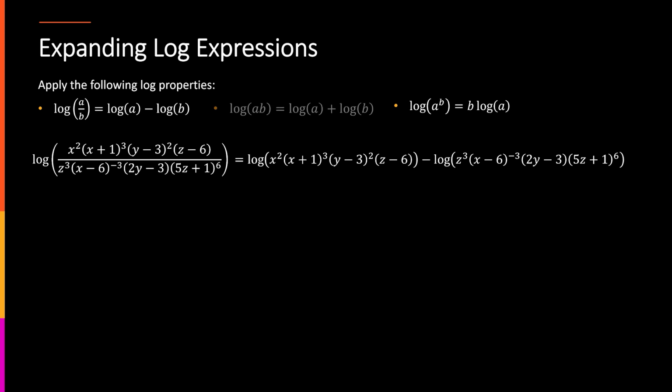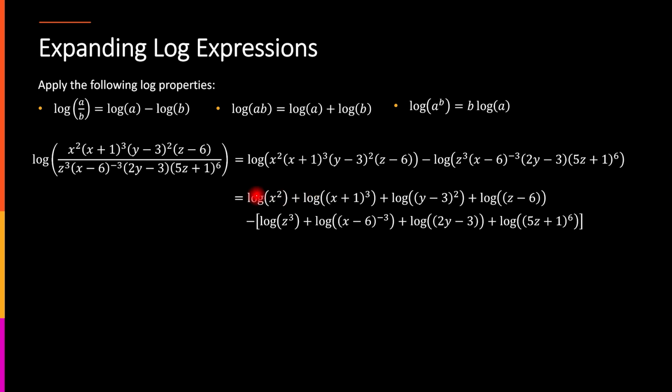Now, next up, we're going to use that product one. So we have now the log of a bunch of stuff being multiplied, and over here a log of a bunch of stuff being multiplied. So I'm going to use that product breaking apart as sums and break apart both of those pieces. This top part, the x squared, x plus 1 cubed, all of this stuff, becomes all of these sums. So I have log of x squared, and now plus log of this next factor, the x plus 1 cubed, plus log of this next factor, y minus 3 squared, etc.